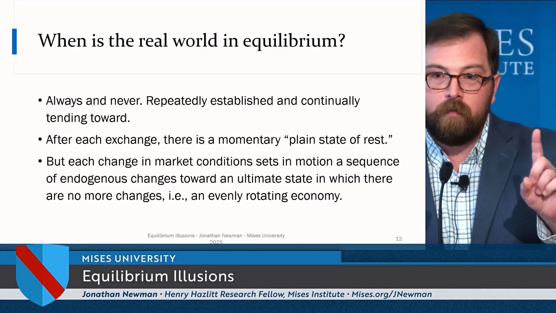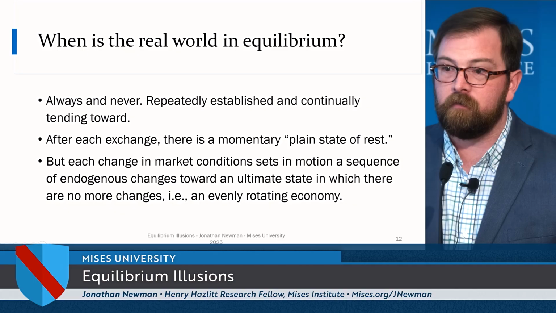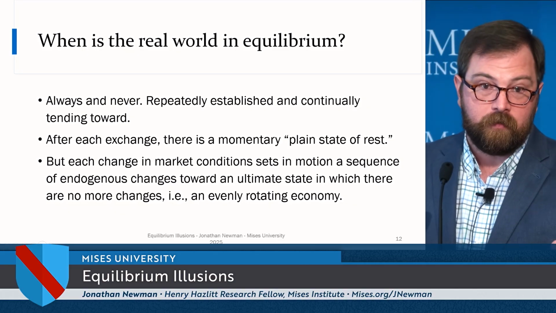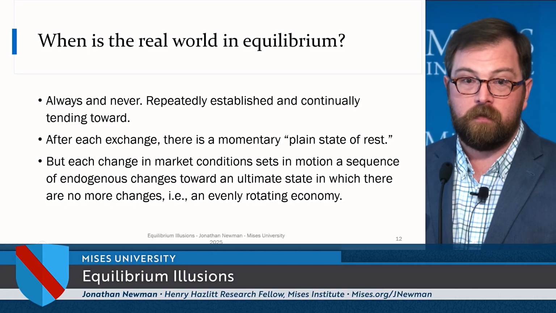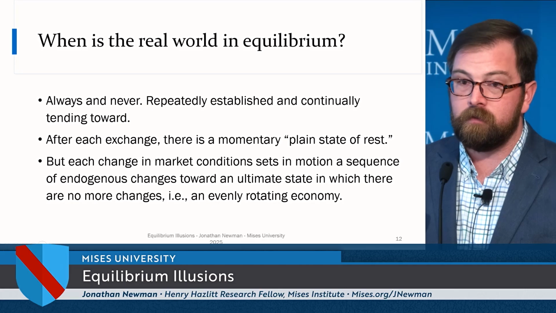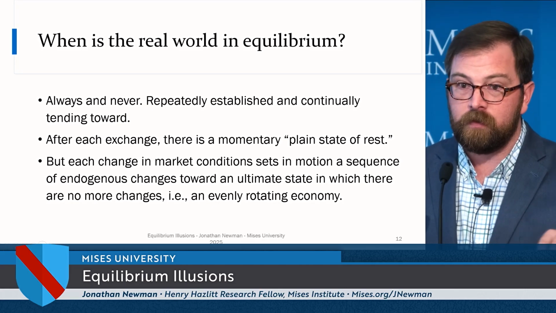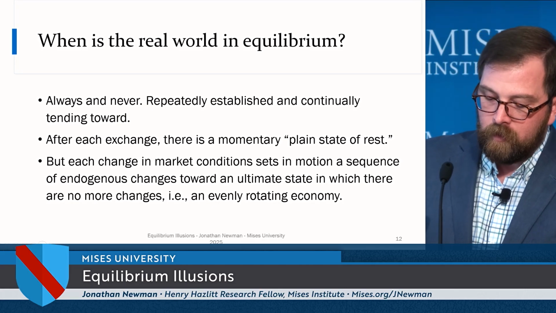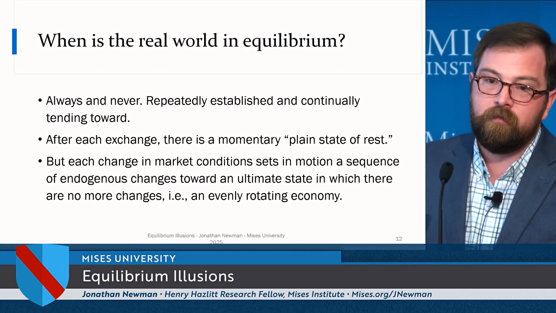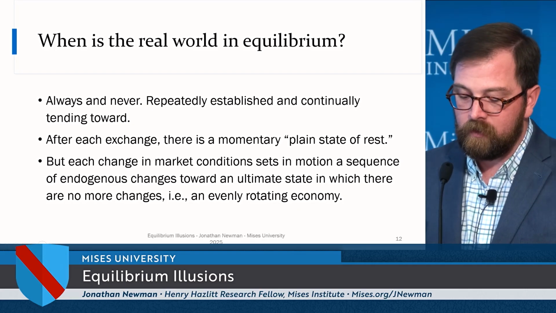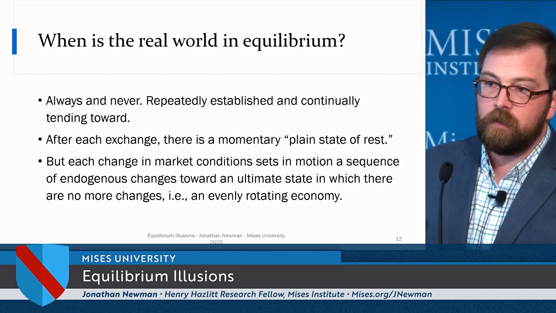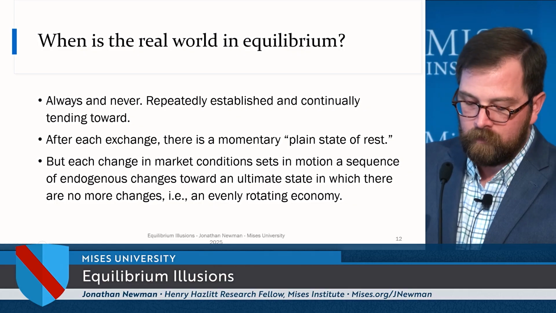And there's one more that I'll introduce, the Wicksteedian state of rest, that is realizable, something that we can obtain that's based on the elimination of arbitrage opportunities, an interspatial equalization of prices. So equilibrium is always and never, repeatedly established and continually tending toward an FSR, for example.